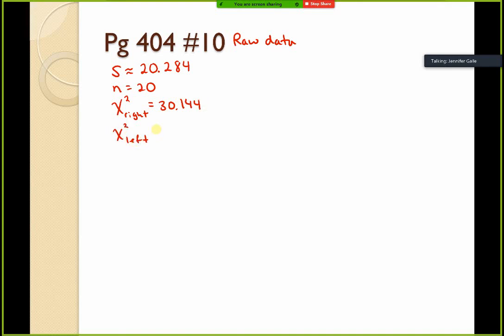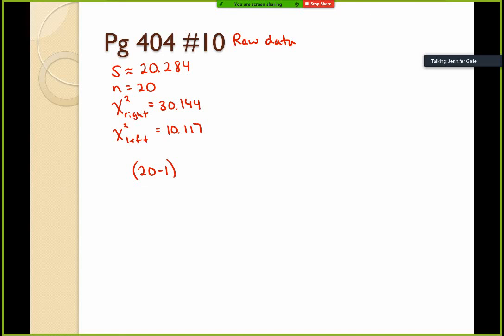Chi-square left was 10.117. So now we have all the pieces. Remember, I always like to bring up for you guys those common areas of mistake that I see when it comes assessment time. So let's put some pieces in. I'll talk to you guys along the way here about those things. So we have n minus 1. Yes, I know 20 minus 1 is 19, but I'm not going to shortcut anything putting these pieces into the formula the first time.